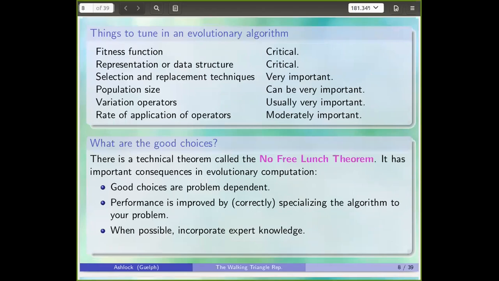So after years of doing this, I'm fairly sure that getting the fitness function right is critical. The representation or data structure used to store your potential solutions is critical. The selection and replacement technique are very important. The population size can be very important, by which I mean there are problems where it is and there are problems where it isn't. I really don't understand why yet. The variation operators are usually very important, and the rate at which you apply those operators are moderately important.